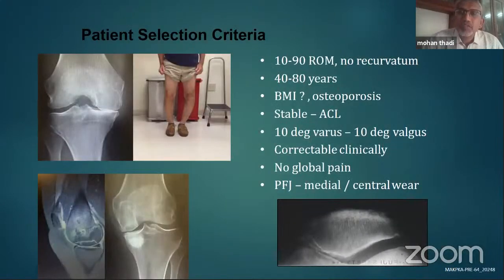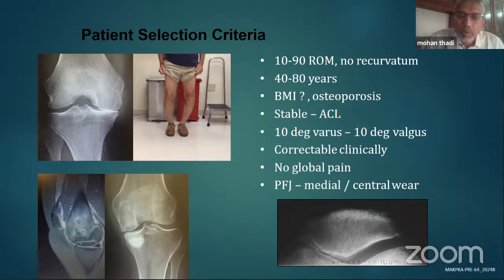So the range of movement is important. You need to have at least 90 degrees, maybe more is better always. No recurvatum. As Prof has said, the age is coming down. The range I believe in is 40 to 80 years, though my youngest patients are all more than 50. I haven't operated on anyone in their 40s yet.